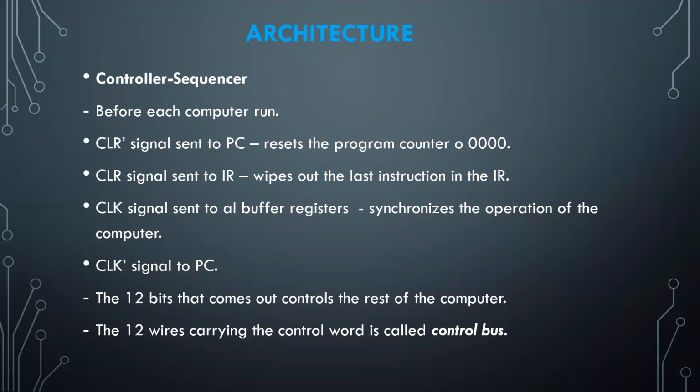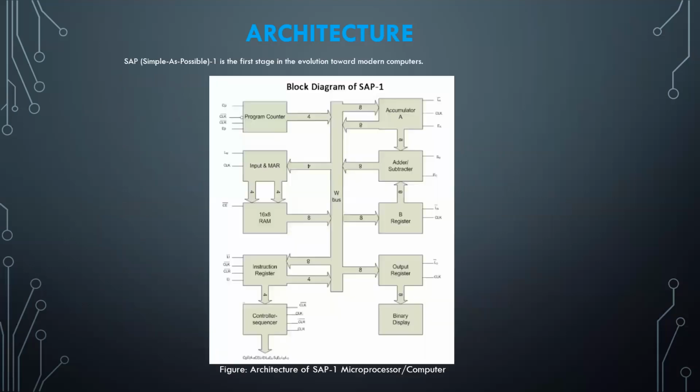CON equals CP, EP, LM, CE, LI, EI, LA, EA, SU, EU, LB, LO. The 12 bits that come out control the rest of the computer. The 12 wires carrying the control word are called the control bus.